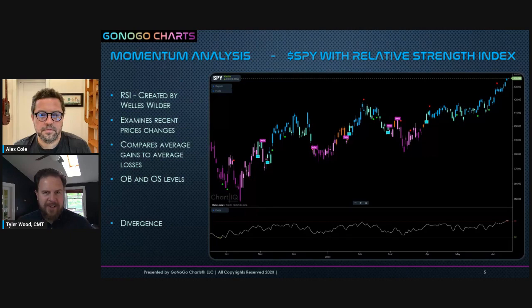Unlike stochastics, RSI is going to generate just a single value. That's one line, not two. Those white and red line crossovers that we saw in the stochastics don't exist here. Instead, we're looking at changes in the reaction to the latest price bar. So RSI is constructed by looking at a computation in which the average gains are divided by the average losses over a specified period. Typically, that's about 14 days or weeks or minutes, whatever time frame you're looking at.